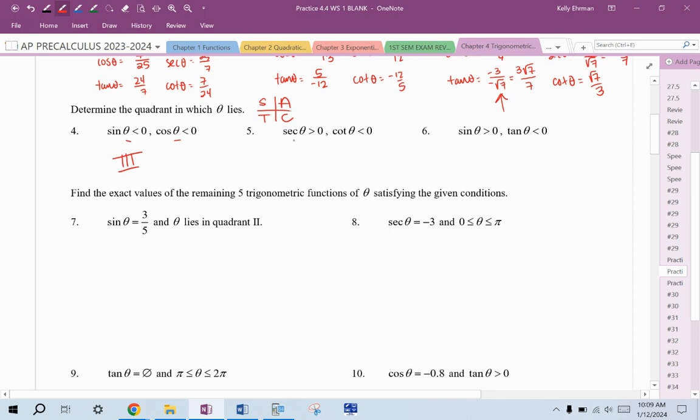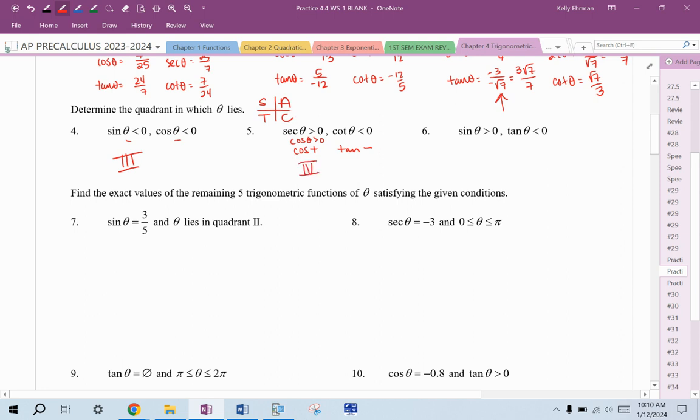where tangent's positive. Secant is greater than 0. That's the same as saying cosine will be greater than 0 because they're reciprocals of each other. So they share the same positive or negative sign. So cosine is positive and cotangent's negative, so tangent's negative. So which quadrant has cosine positive, tangent negative? You've got to be in quadrant 4 because all students take calculus.